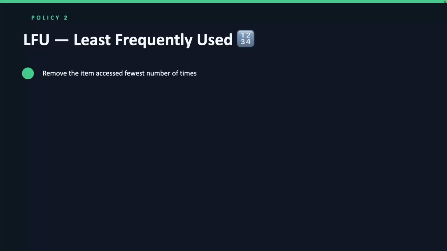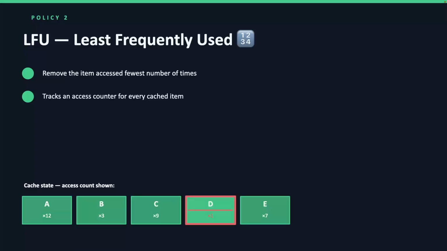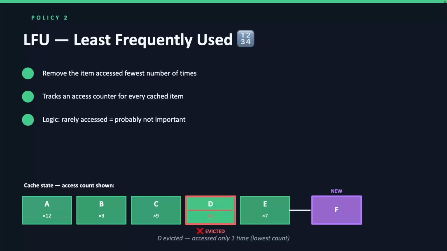Instead of tracking when items were last accessed, LFU tracks how many times each item has been accessed. The item with the lowest access count gets evicted. Look at the example. A has been accessed 12 times, B only 3 times, C 9 times, D just 1 time, E 7 times. New item F arrives. LFU checks the access count and removes D, accessed only once. The logic here is if something has rarely been requested, it is probably not important.